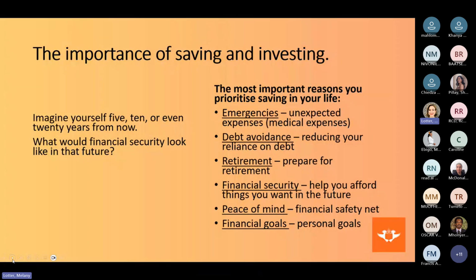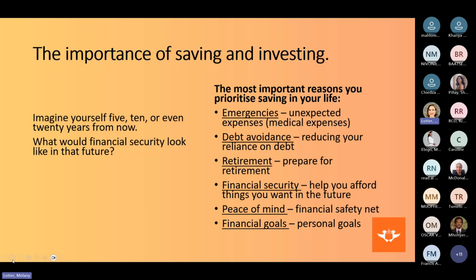Debt avoidance. Okay, the more savings you have, the less you have to rely on debt. Currently, the majority of students have high student loans. That's a fact across the globe. Retirement. In South Africa, we as individuals are responsible for our own retirement planning. There's no government retirement planning. So you as a person need to make sure that you plan for your own retirement. And the moment you have to start is the moment you start earning an income.